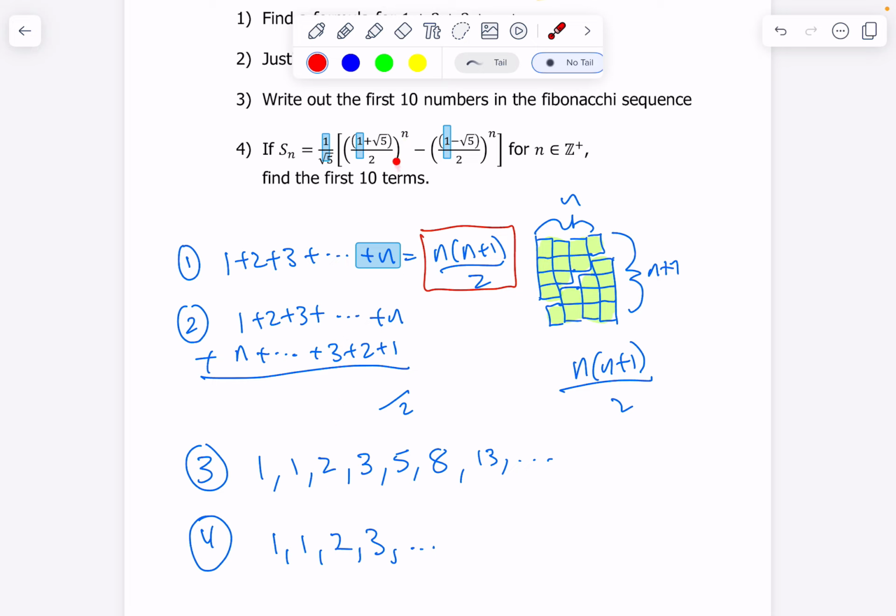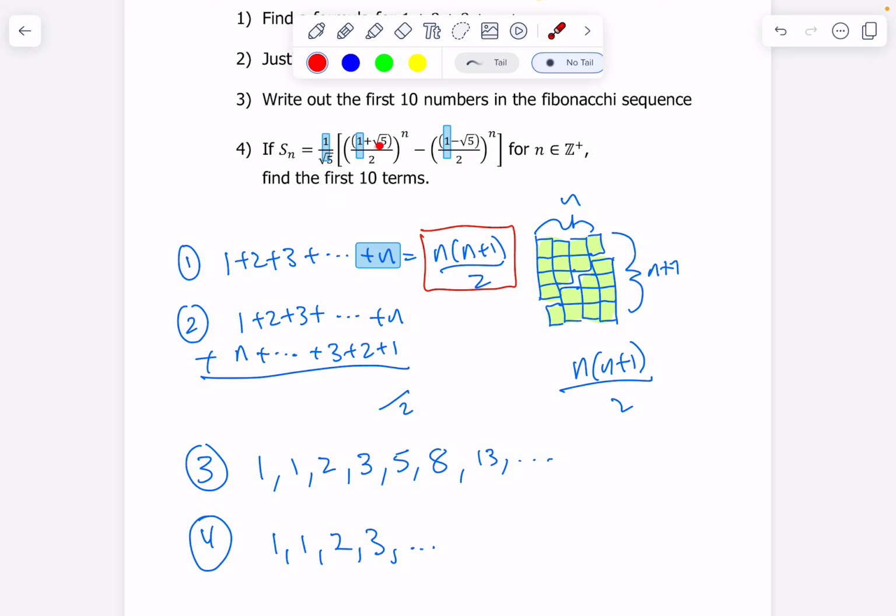And so no matter what integer you put in here, you're going to get out an integer, and it generates the Fibonacci sequence. So the moral of this story is that we have a sequence of numbers here, which generates the Fibonacci sequence, and the Fibonacci sequence has a formula, which is super, super cool.